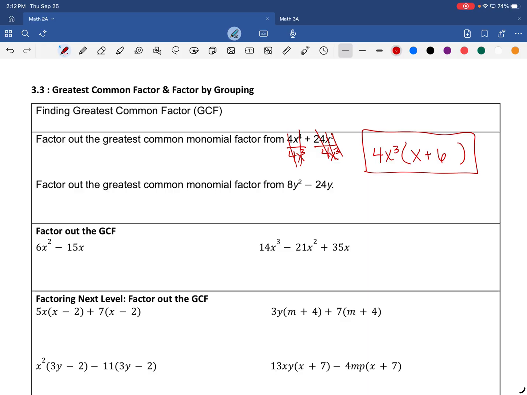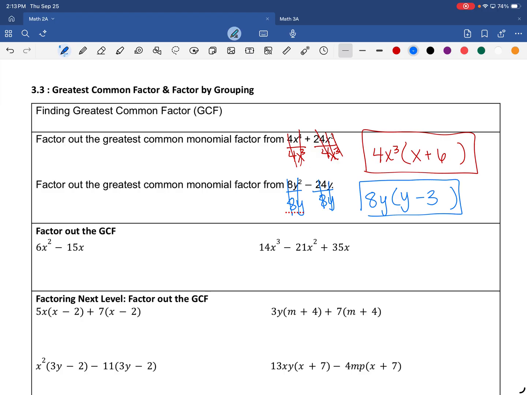In the next problem, we have 8y squared and a negative 24y. So we have an 8 that we could divide out of both of them. And I can also take 1y from both of those terms. So that means I'm going to pull that 8y out in the front. If I take the 8 and one of the y's out, I still have a y left. Negative 24 divided by 8 is negative 3. And then the y is gone. Okay, and then that's my answer. So I just pulled out the common factor.